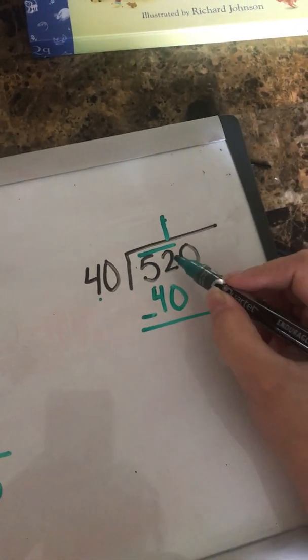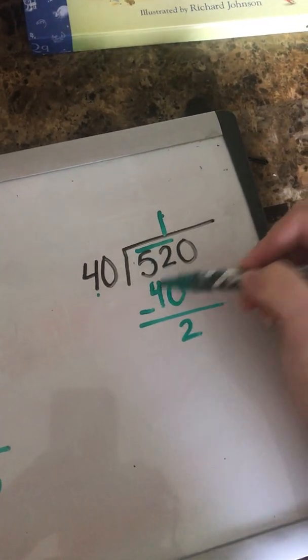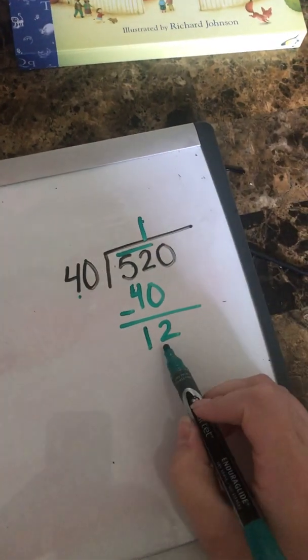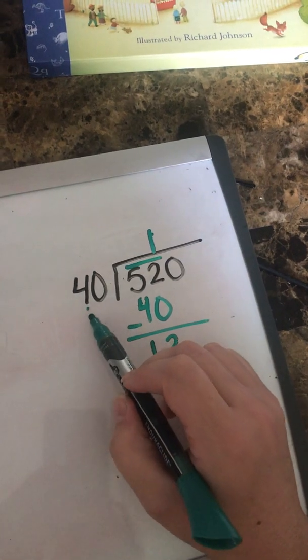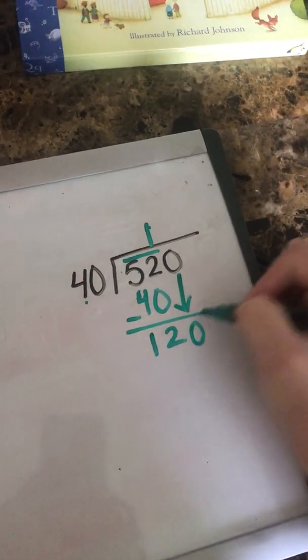Step 3, subtract. 2 minus 0 is 2. 5 minus 4 is 1. Then we compare. Is 12 smaller than 40? It is. So now we can bring down.